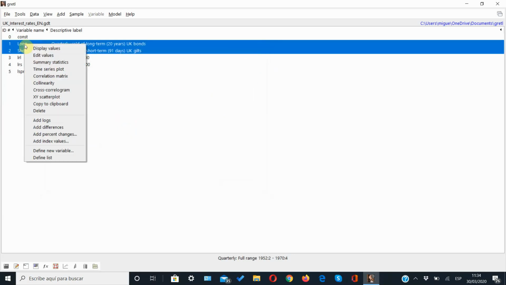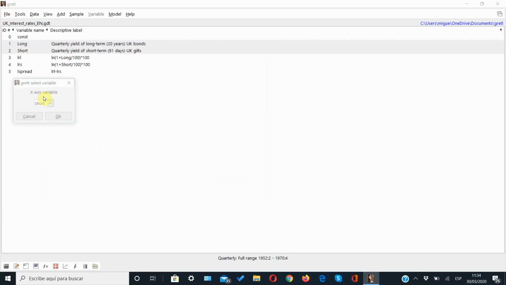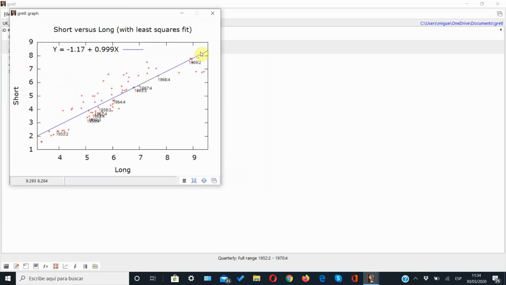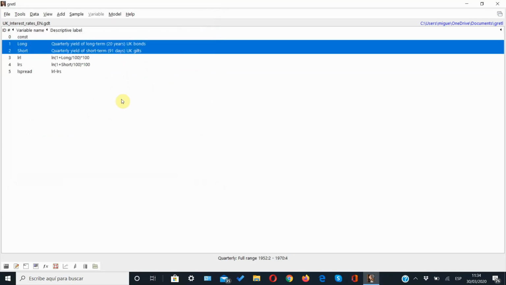If we choose XY scatter plot with long in the x-axis, we see that there is a clear straight regression line in which the slope of the regression is very close to unity. Okay, so the relationship between these variables could be spurious or not.